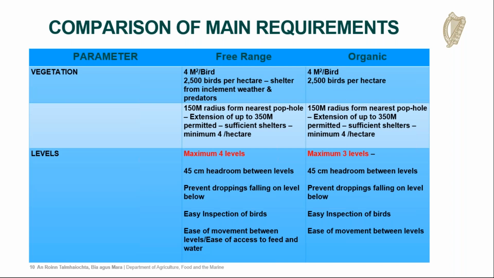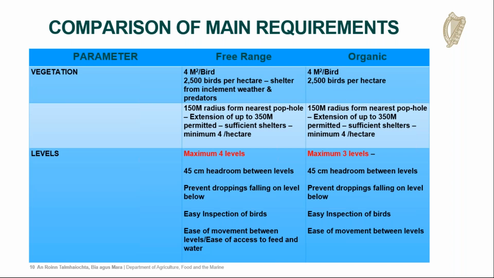In terms of the parameters for the vegetation, the boundary of the vegetation is not supposed to be more than 150 metres from the nearest pop hole, but there's an extension of up to 350 metres permitted if sufficient shelters are given, and sufficient shelters is a minimum of four per hectare, and that is similar now for organics. I think that's possibly being introduced again in the new legislation.